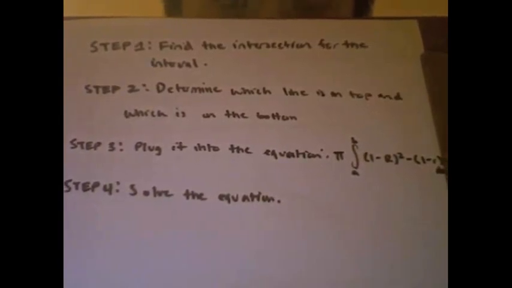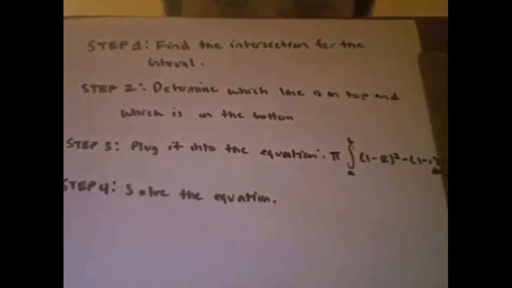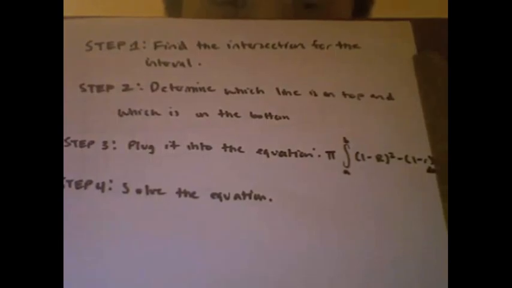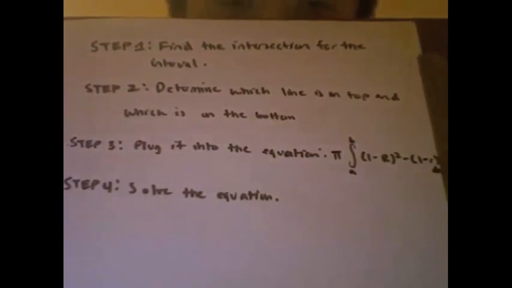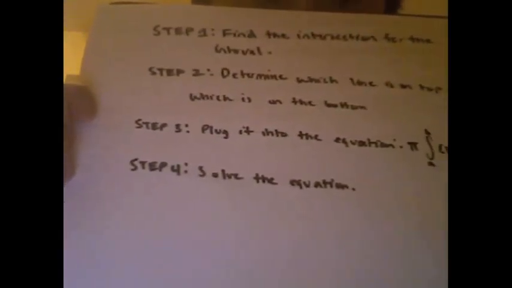Step 3 will be to plug into your equation, which is pi integral of (1 minus big R) squared minus (1 minus little r) squared times dx. Your interval should be part of your intersection point and where it starts, a to b. After that, you're just going to simply solve the equation after plugging it in.